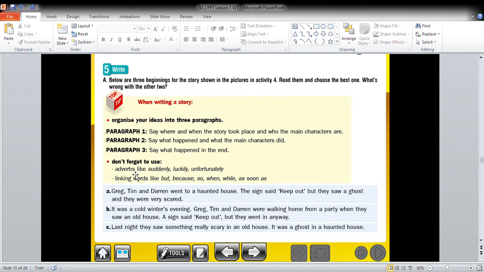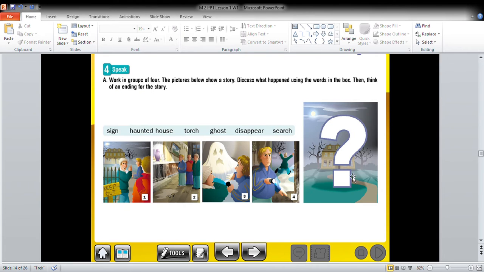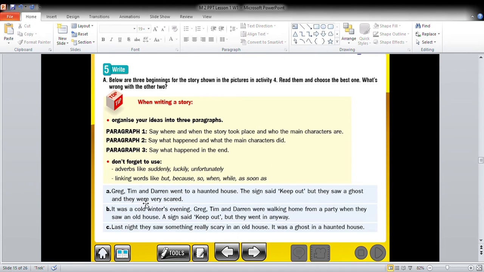So don't forget also to use adverbs like suddenly, luckily, unfortunately, and we can also use linking words like but, because, so, when, while, as long as. So you can use these words to organize or make the story about this picture here. And again, choose the beginning of the story for the first paragraph.